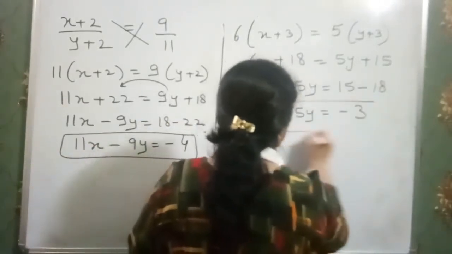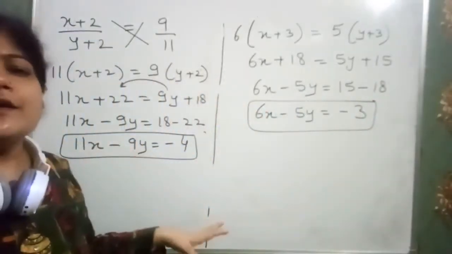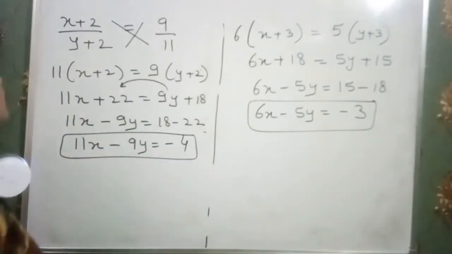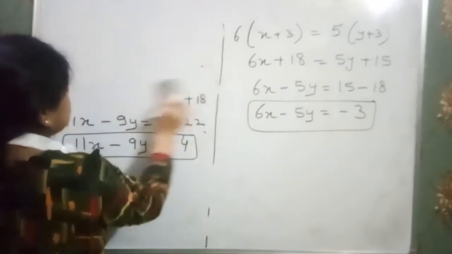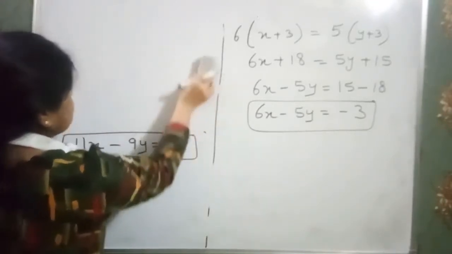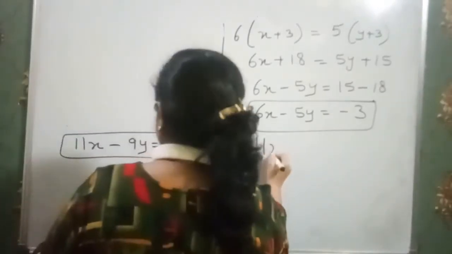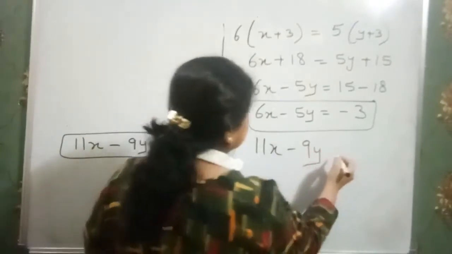Now we got the two equations. Now these two equations can be solved either by elimination, by substitution or by cross multiplication method. Any method you want, you can choose, you will get the same answers. So I just choose the elimination method.